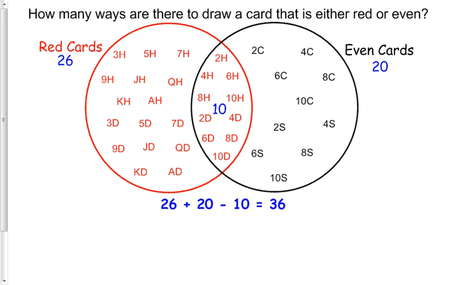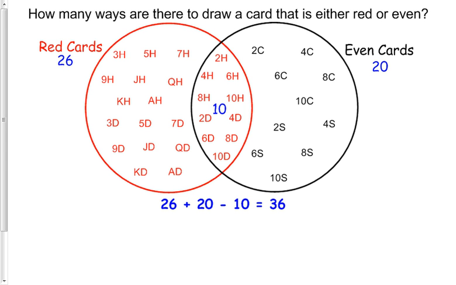In my Venn diagram, in the left circle I have all the red cards. So I have 3 of hearts, 5 of hearts, 7 of hearts, all the way through the ace of diamonds. Then in the little overlapping section, I have the even red cards: 2 of hearts, 4 of hearts, 6 of hearts, etc. In the right-hand circle, I have all the cards that are even. So I have 2 of clubs, 4 of clubs, 6 of clubs, 8 of clubs, etc. But again, in the overlap, I have all the even numbers of the red cards.